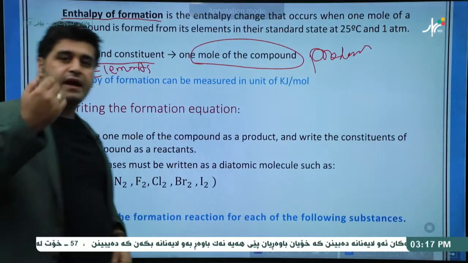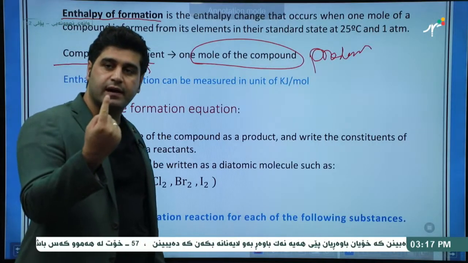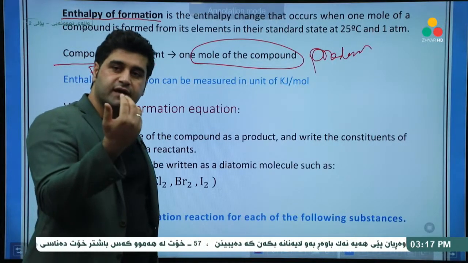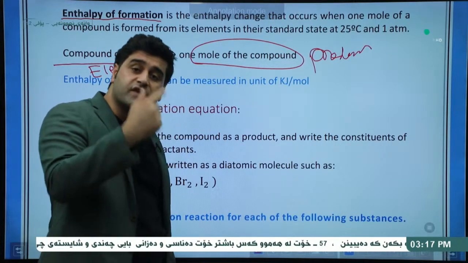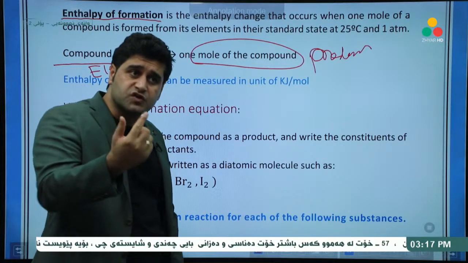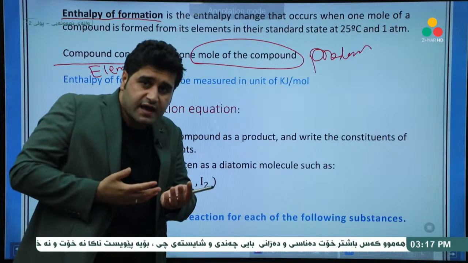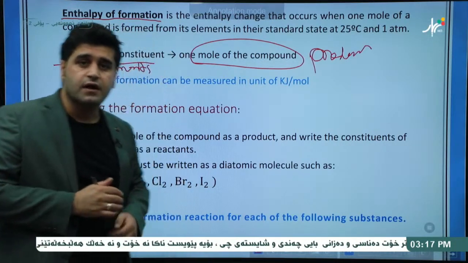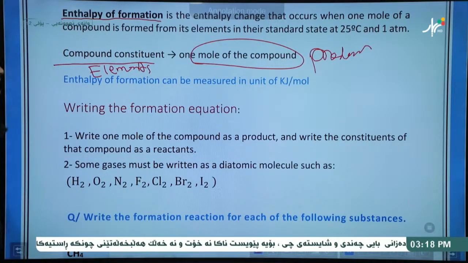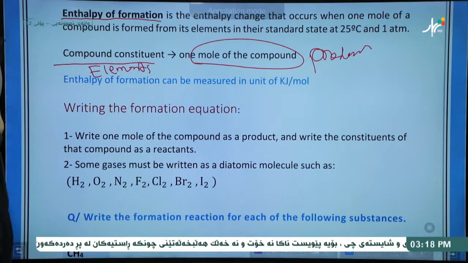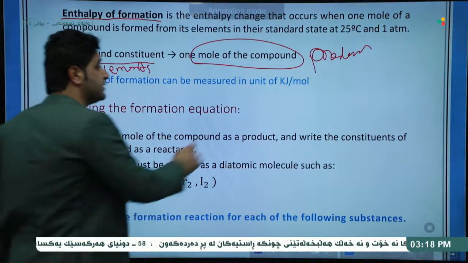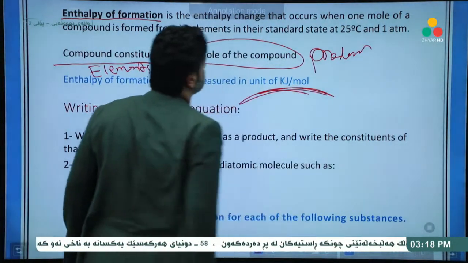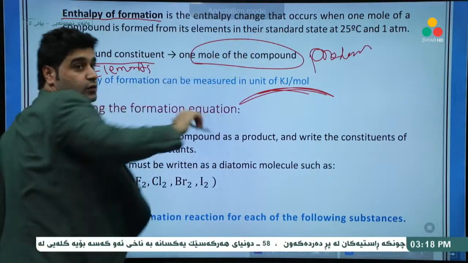When we prepare 1 mole of the compound from its free elements, again, please repeat, from its free elements, during this conversion the enthalpy is going to be changed, and we call it enthalpy of formation. Enthalpy of formation can be measured in units of kilojoule per mole, because we just mentioned the number of moles, which is 1.